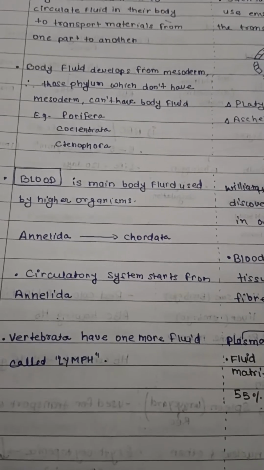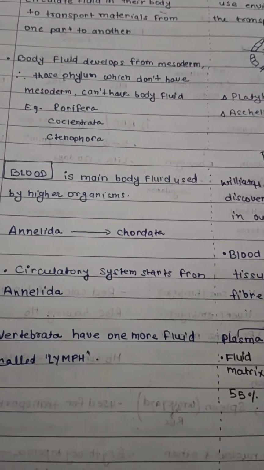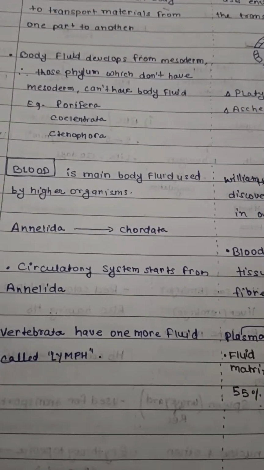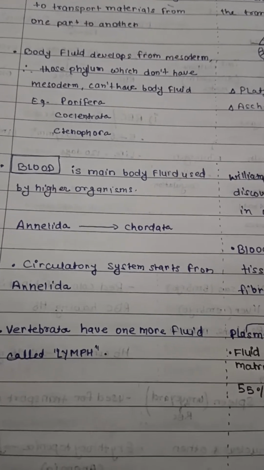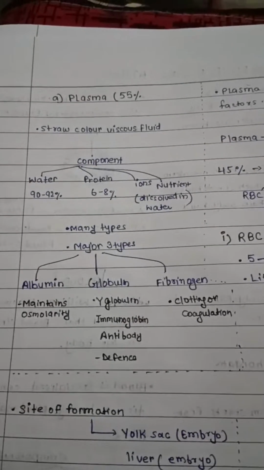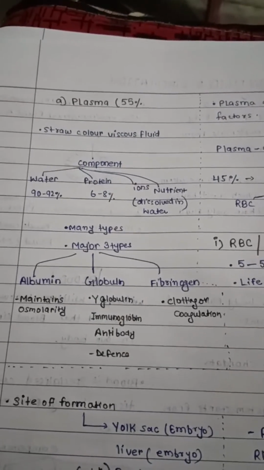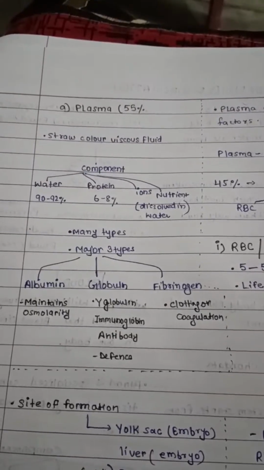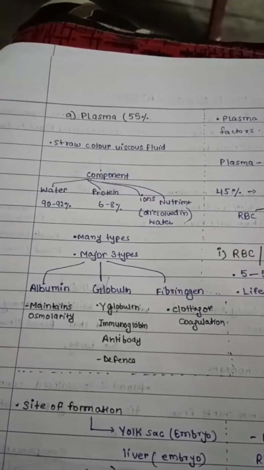Blood is the main body fluid used by higher organisms, starting from Annelida and Chordata, where the circulatory system begins. Vertebrata have one more fluid called lymph. Now, plasma is 55%, a straw-colored viscous fluid. Its components are water 90 to 92%, protein 6 to 8%, and ions and nutrients dissolved in water.